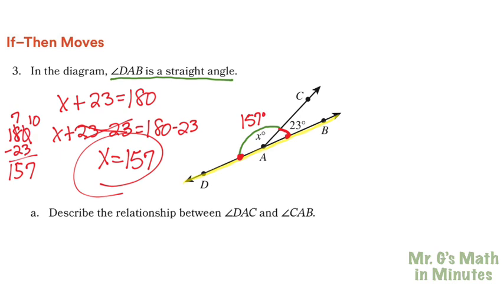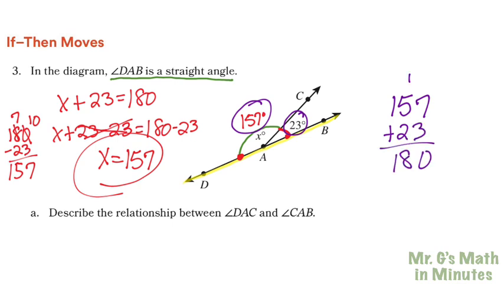If you want to check your answer, you can simply take the number that you found and this other number that they already gave to us. We know they should equal 180. So if you add those two numbers up, you can see that your answer does in fact equal 180. So you know you got the right answer.